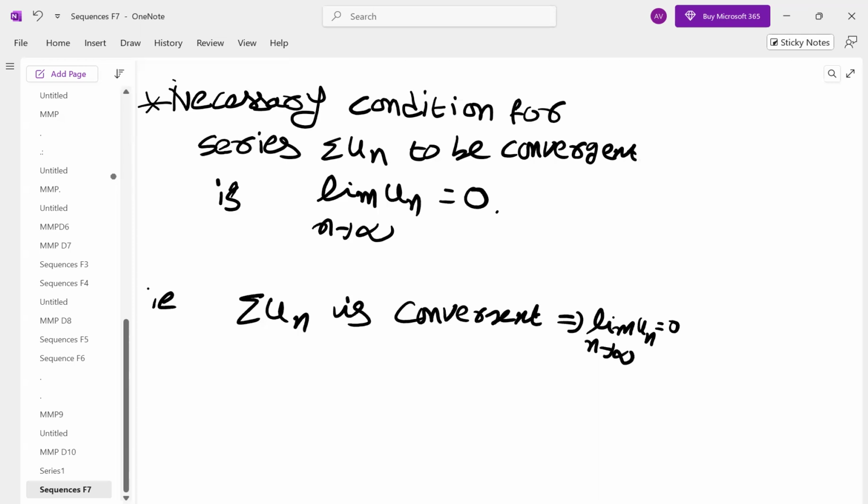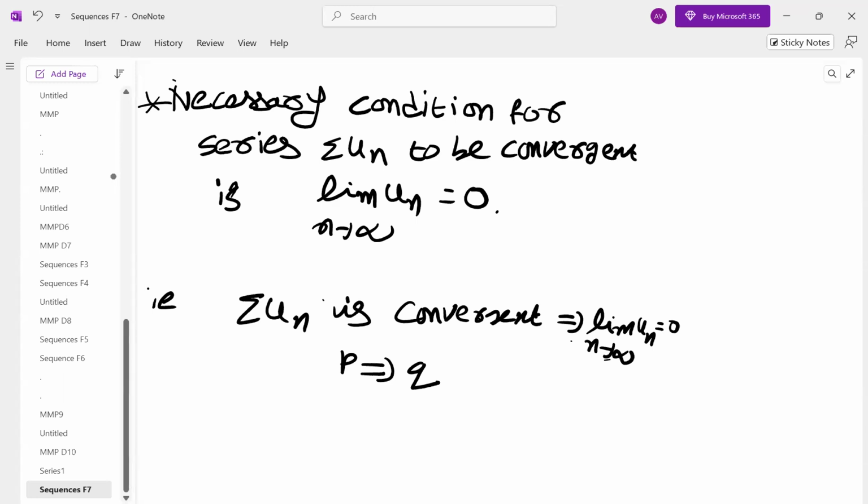Don't understand it like this: if limit un is 0, you cannot say it is convergent. Converse need not be true. But if it is convergent, definitely limit will be 0. In what way does it help us? So it is of no use for us positively. This is in the form P implies Q. If un is convergent, summation un, then limit is 0. It may not help us positively.